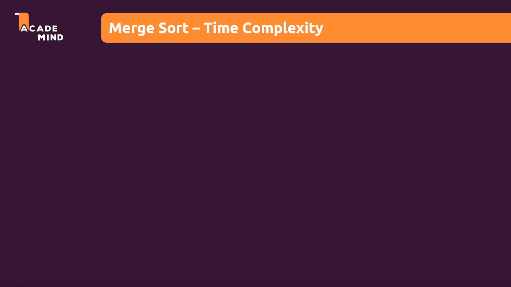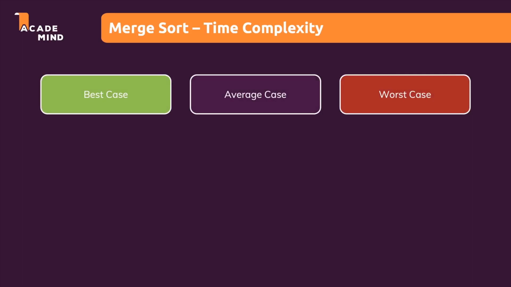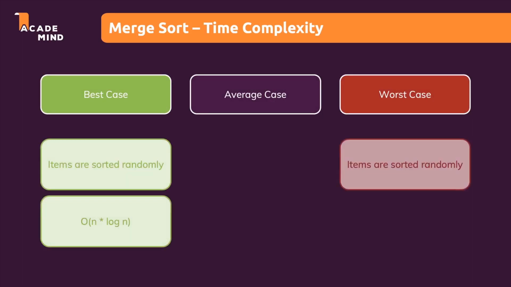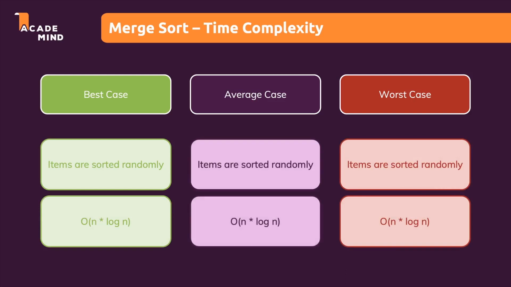For the merge sort and its time complexity, it's very simple. For the best, average, and worst case, we always have the same time complexity. We don't care about the order, we don't care about the input at all. This algorithm always performs exactly equal. We always have a time complexity of O of n times logarithm of n. And that's a pretty good time complexity and certainly better than quadratic time complexity.